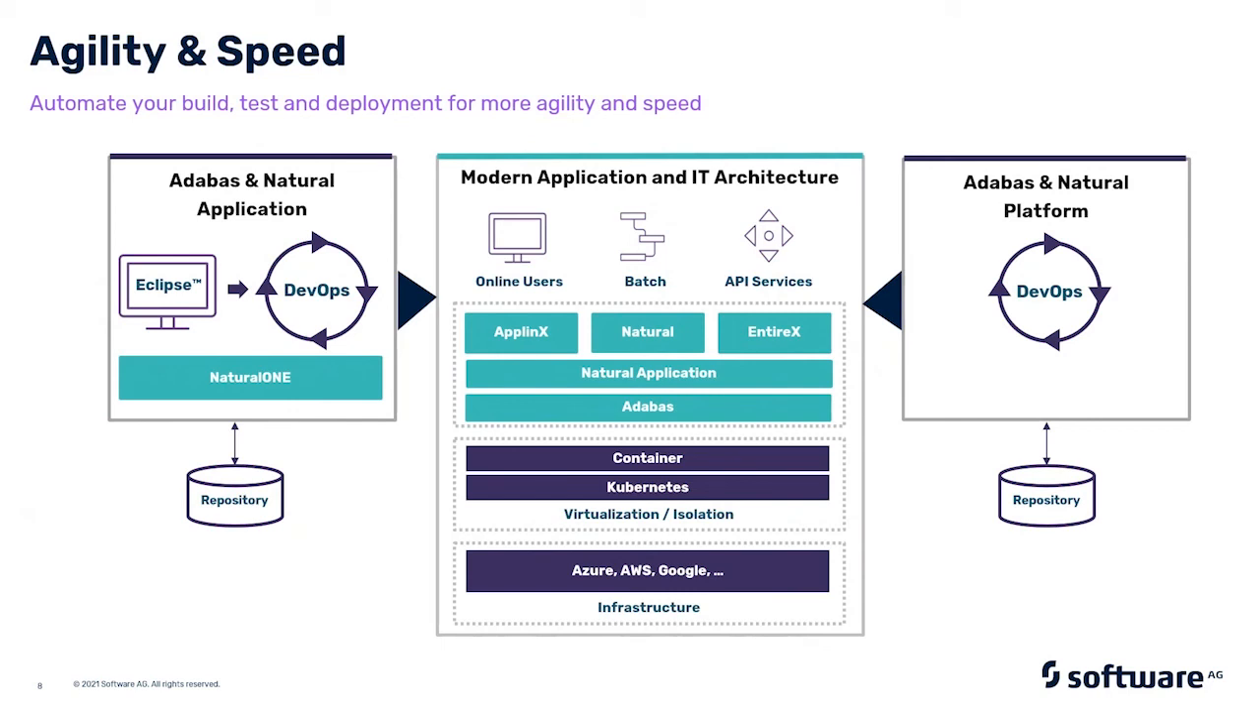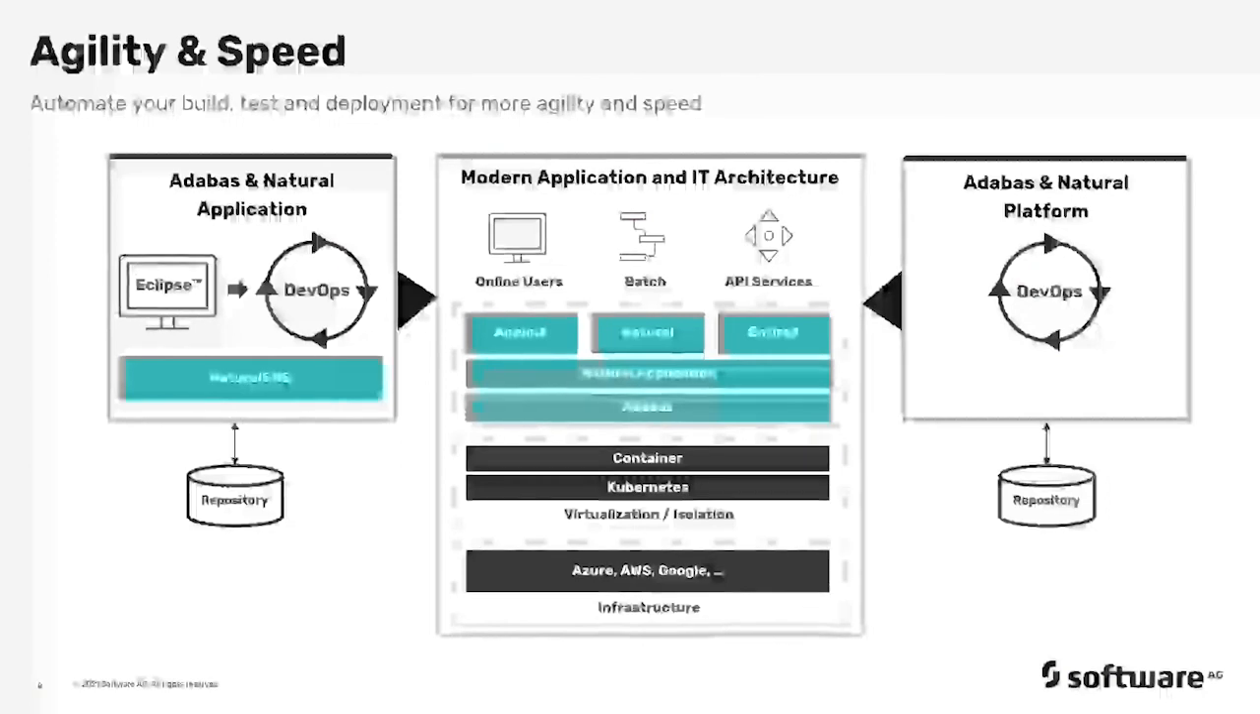But combining it with a cloud native approach, you can also incorporate your whole platform inside of this DevOps process. So you can build all your components, your Adabas database, your entire X, your app links, and of course Natural, and build new versions completely based on the sources that are in your repository, and then deploy them from one environment to the other inside of the infrastructure of the cloud providers.